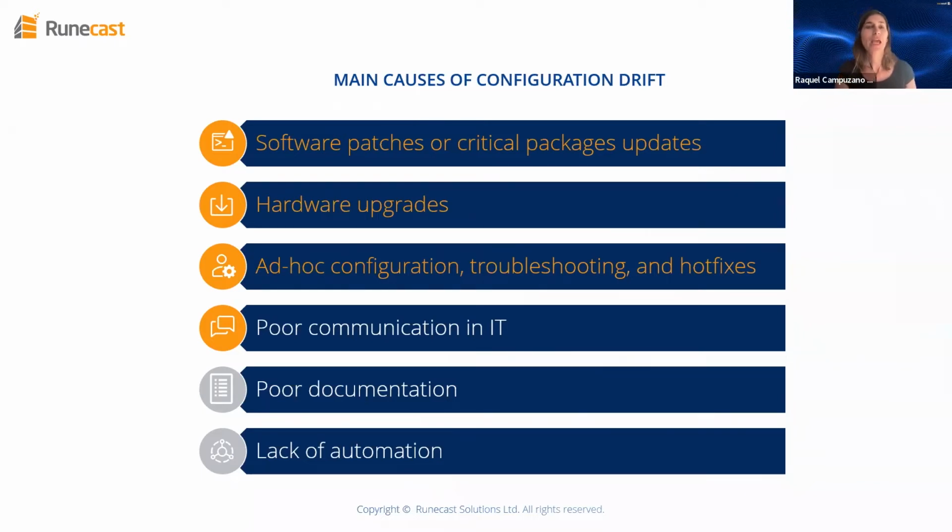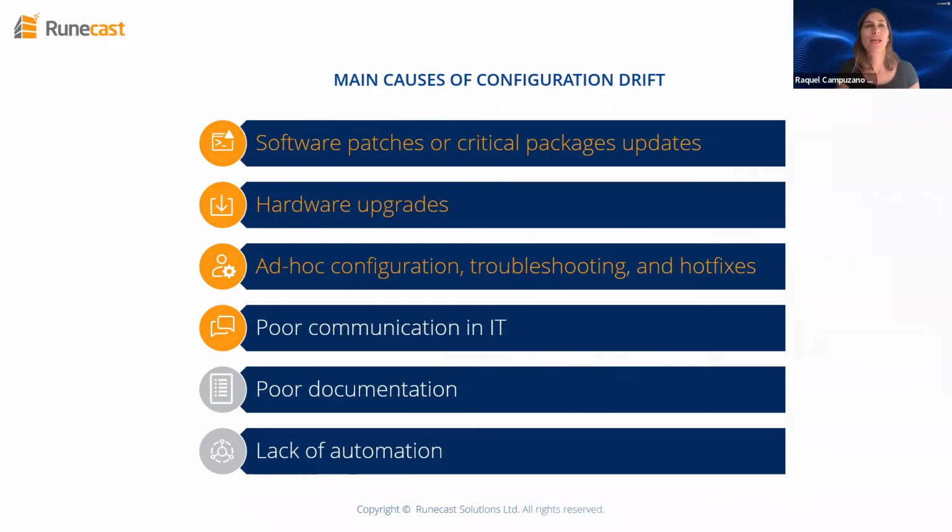Another cause of configuration drift is hardware updates. Constant changes in the infrastructure, for example, as organizations grow and add more layers or more systems on top of the existing architecture, usually lead to changes in configuration. And these changes in configuration also lead to configuration drift and probably to security vulnerabilities or potential misconfigurations.